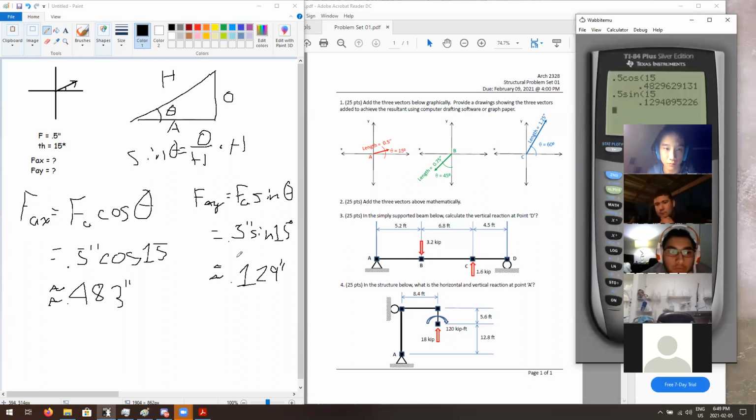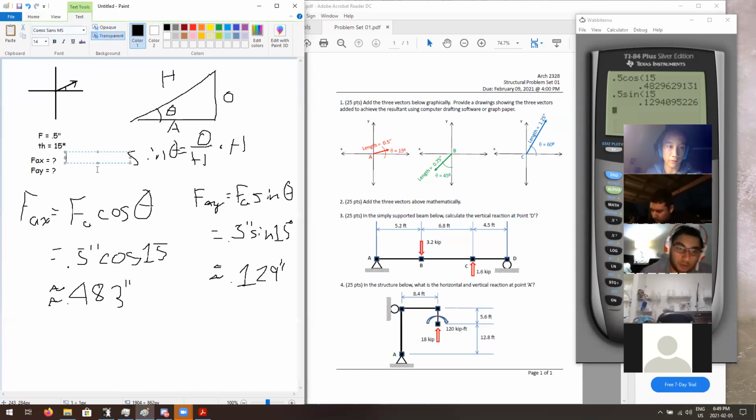So now our F_AY is 0.129 inches and our F_AX is 0.483 inches. Our F_AX is equal to 0.483 inches, and our F_AY is equal to 0.129 inches.